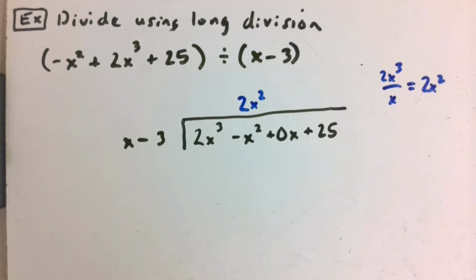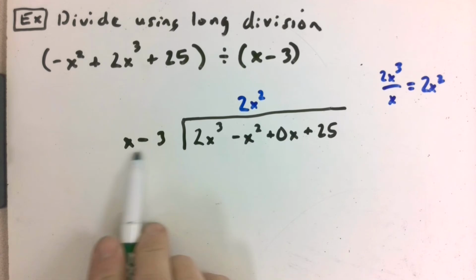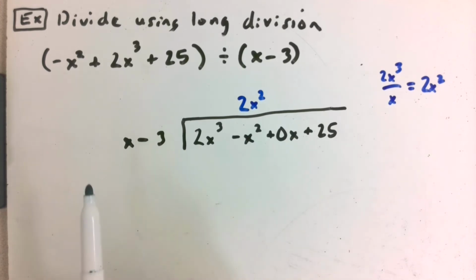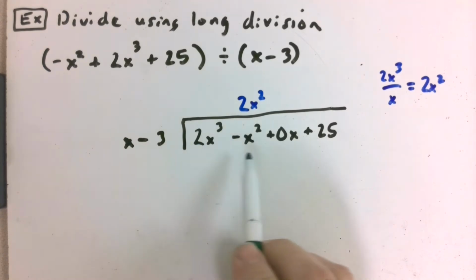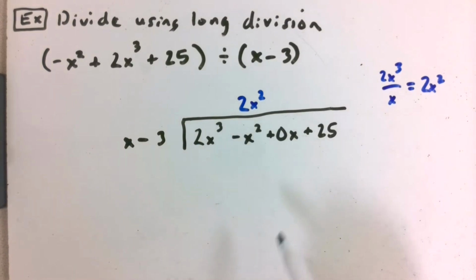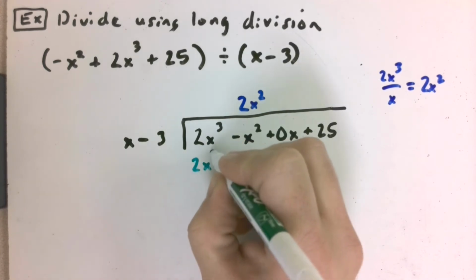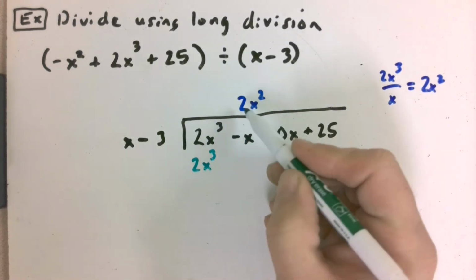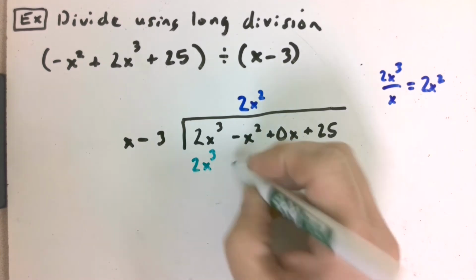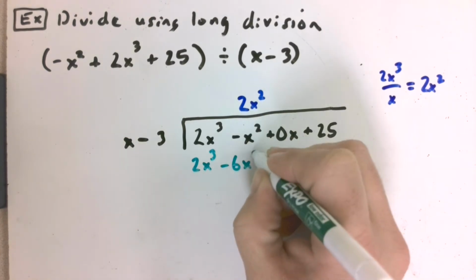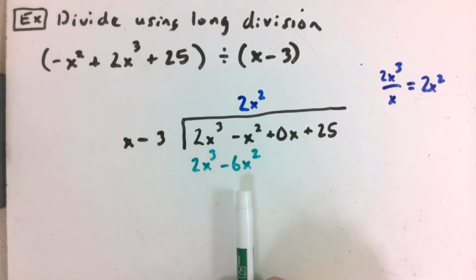Then from there, take what you just wrote on the top, using the distributive property, multiplied by each of the terms in that polynomial out here in front from our divisor, and then put the result in the correct column. So 2x squared times x would give me 2x cubed. I'm going to put that in the cubed column. And 2x squared times negative 3 is a negative 6x squared. And I'll put that in the x squared column.